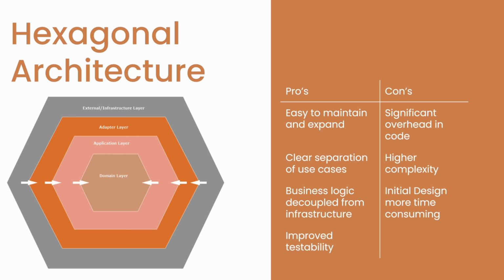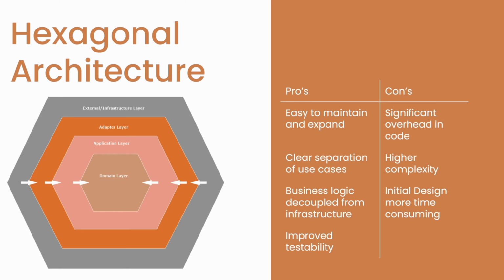The pros of this are that it's easy to maintain and expand because you have a clear separation of concerns. You separate your use cases too, so it's easy to add a new use case. It will be completely separate from other use cases. The business logic has no ties at all to your infrastructure if you set it up well, so you can easily change your infrastructure without impacting the core of your application. And you have improved testability because you can just test your use cases without testing your infrastructure components. As you see here, the arrows point inwards because you don't use outer layers in inner layers. So this is the D in the SOLID principles, the dependency inversion principle.